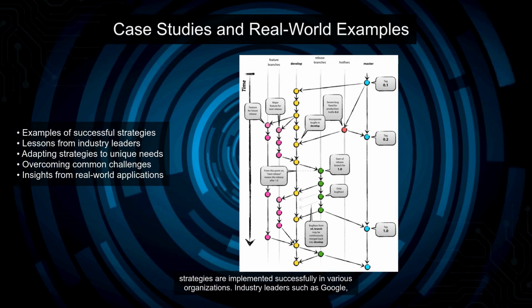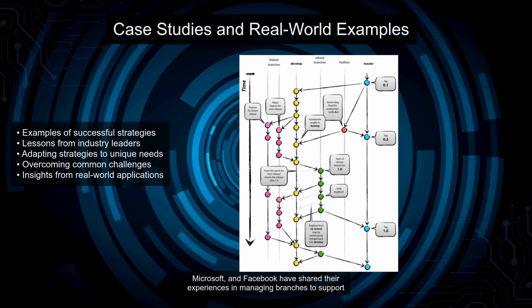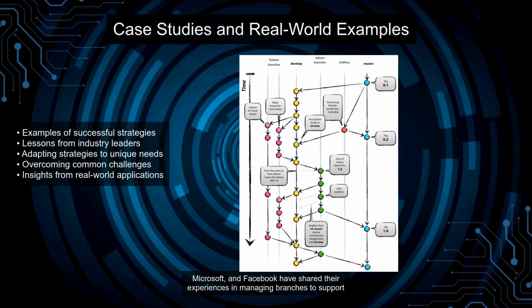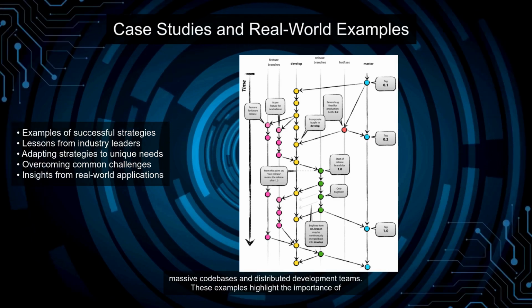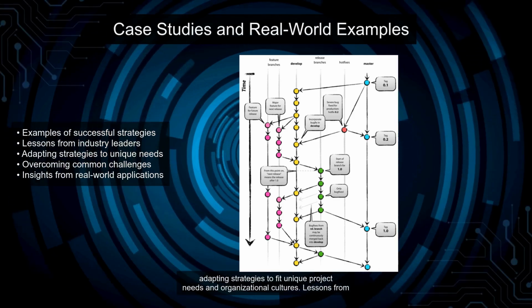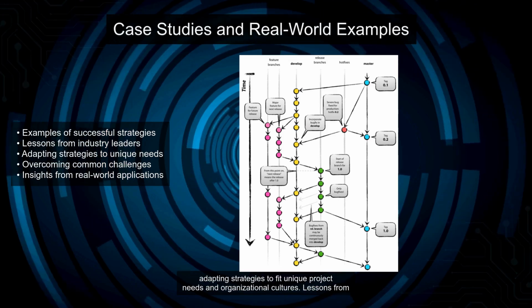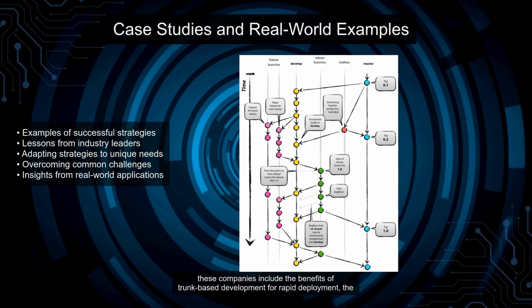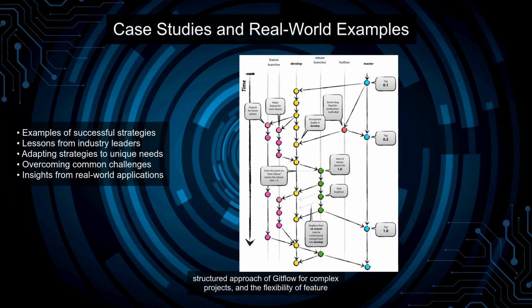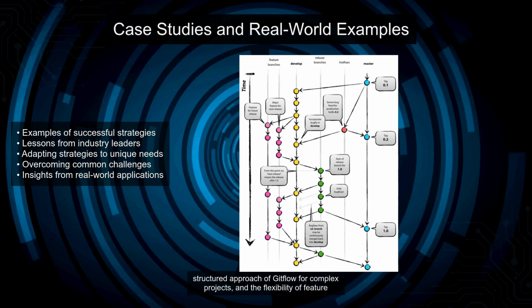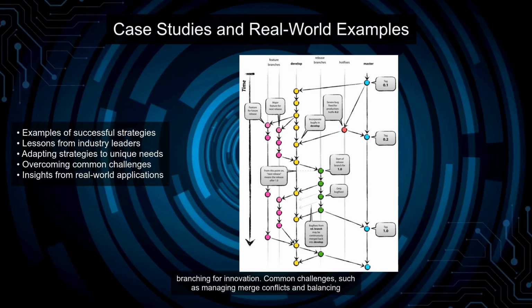Real-world examples and case studies provide valuable insights into how different branching strategies are implemented successfully in various organizations. Industry leaders such as Google, Microsoft, and Facebook have shared their experiences in managing branches to support massive codebases and distributed development teams. These examples highlight the importance of adapting strategies to fit unique project needs and organizational cultures. Lessons from these companies include the benefits of trunk-based development for rapid deployment, the structured approach of Gitflow for complex projects, and the flexibility of feature branching for innovation.